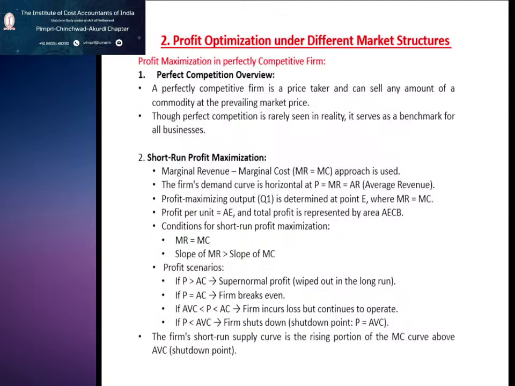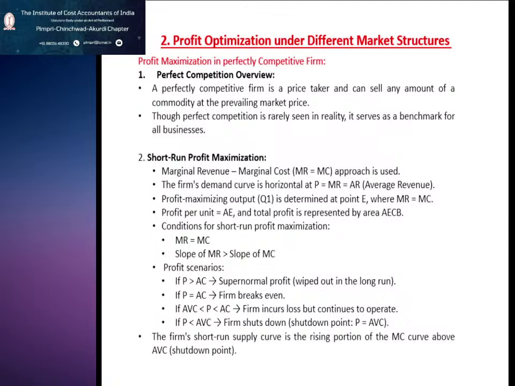So short run profit maximization. Over here marginal revenue is equal to marginal cost. So the MR equals MC approach is used. The firm's demand curve is horizontal at P equals MR equals AR, that is average revenue. So the profit maximization output, that is Q1, is determined at point E where MR is equal to MC. Profit per unit is equal to AE and total profit is represented by area ACAECB.